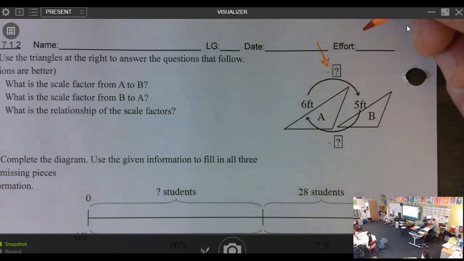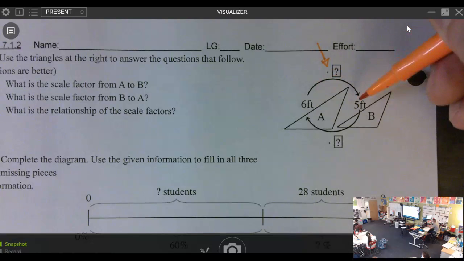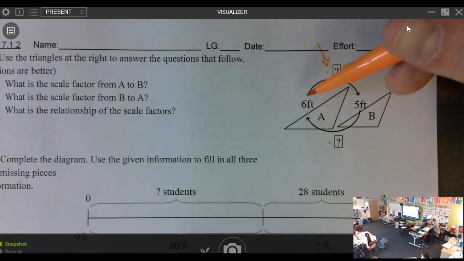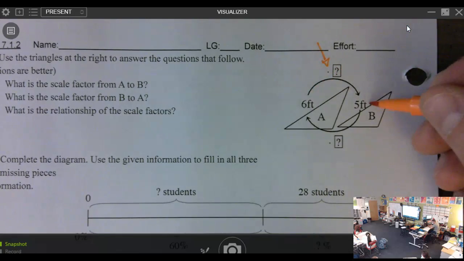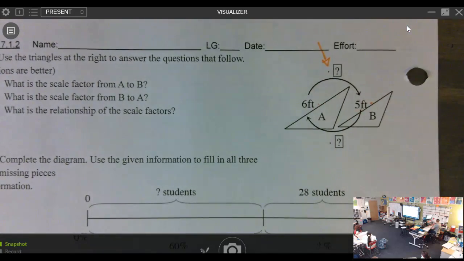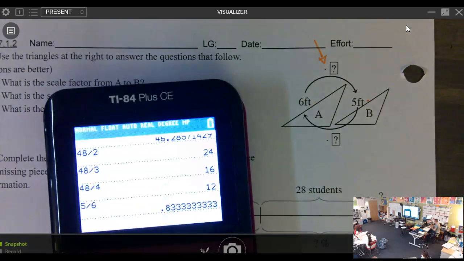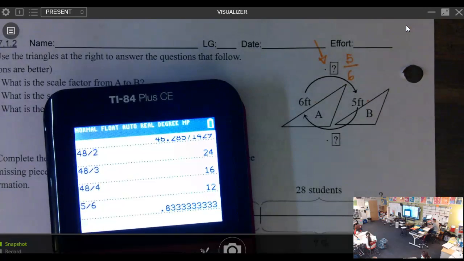Always multiplication. But we know that division is essentially the same thing. So if we don't know how to multiply forwards, like the direction we're trying to go right now, what do? Divide backwards. So if I do 5 divided by 6 in my calculator, it's kind of a gross number, 0.8333 forever. So I could instead just say my scale factor here is 5/6. It is the fraction 5/6.